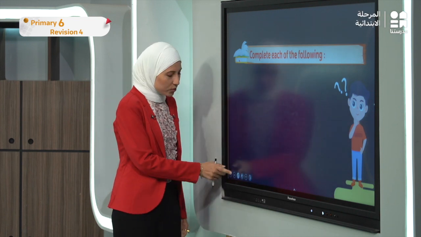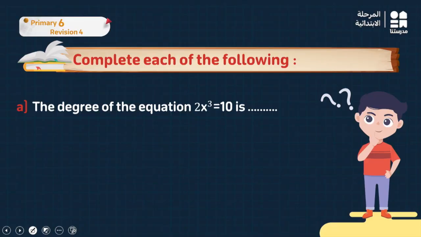First exercise, we are going to solve it, asking me about the degree. What is the meaning of degree? It's the highest power of the unknown. I have here 2x to the power of 3 equals 10. So the power of 3 means it's the third degree. So this is an equation of the third degree.